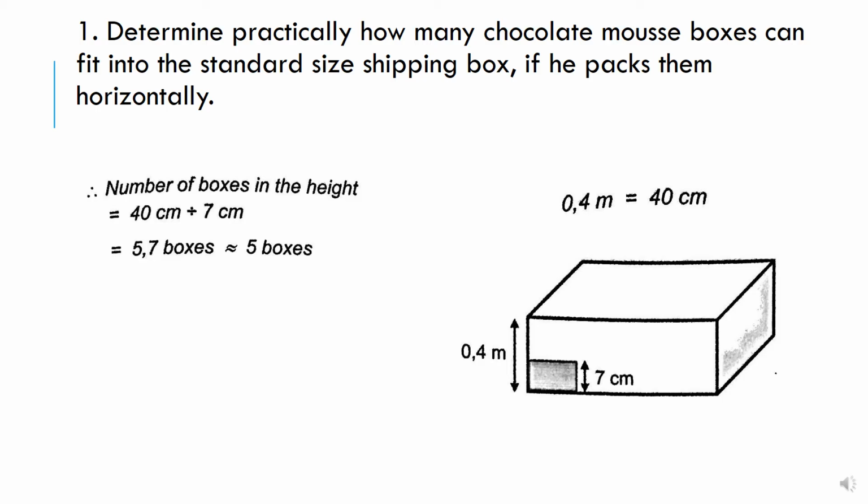So this answer gives us 5.7 boxes. We have to round down. If we were to put 6 boxes on top of each other in the shipping box, it would stick out of the top of the box and we wouldn't even be able to close it. So we have to round down.